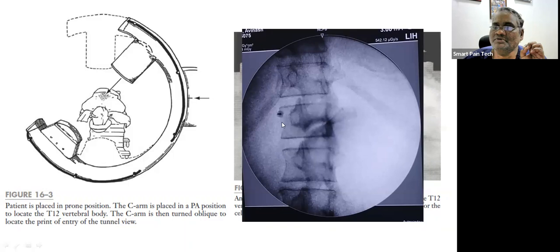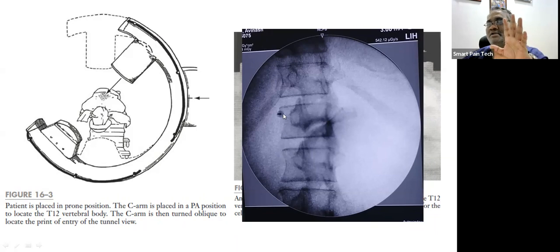What we can do is tilt the oblique until, see, this is the transverse process, until the transverse process aligns with the lateral border of the vertebral body. This is the border of the vertebral body, right? Until it aligns, or until you won't see the transverse process out of it. So it should just align.